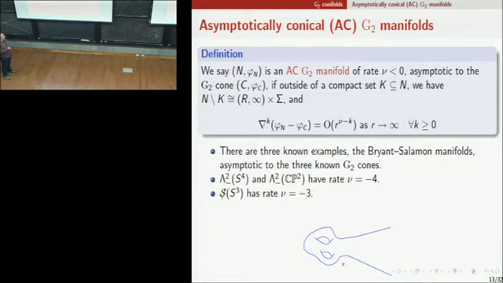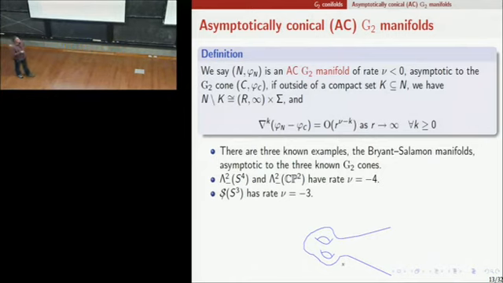There's my pretty picture of an asymptotically conical G2 manifold. I can't draw in 7 dimensions, and all my strange topology just looks like a bunch of holes. Okay, so the important thing to remember is that there are three examples of these.